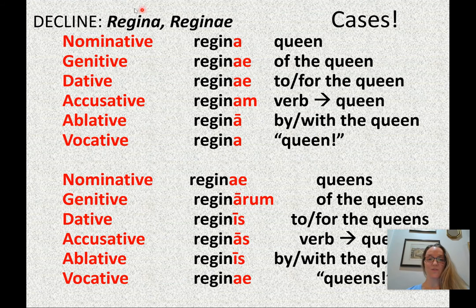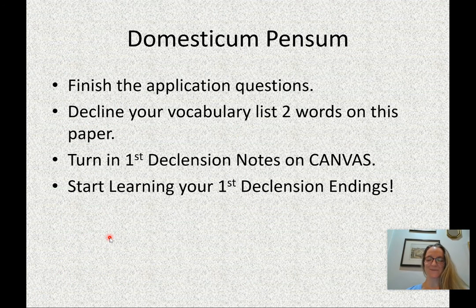I say it's queen because the word is Regina, Reginae, and that's why this is the example. Then you can see how it's different in the plural: same cases and same translation, just with the plural ending. So that's what we are going to be able to do once you learn your declension endings. So start learning your declension endings.